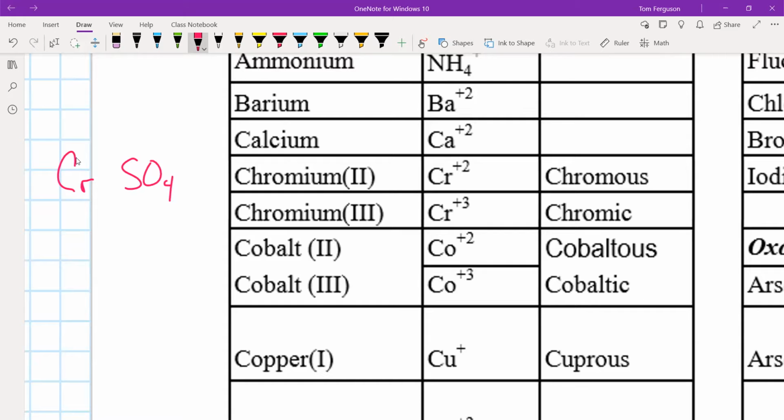Now, the problem with trying to name chromium sulfate, okay, this is a metal. The problem is the metal is in 2 ionic forms, a +2 and a +3. So you need to differentiate which one you're using if you're writing this out. Now, this is the way, if you're in a chemistry class, you write chromium +2, chromium +3 with a Roman numeral here that designates the charge.